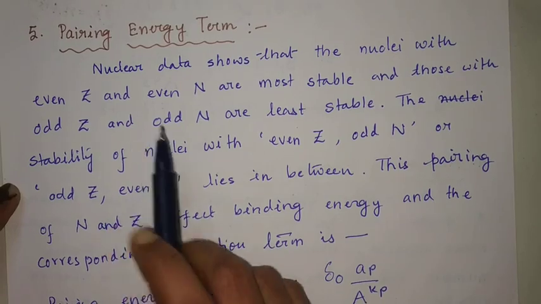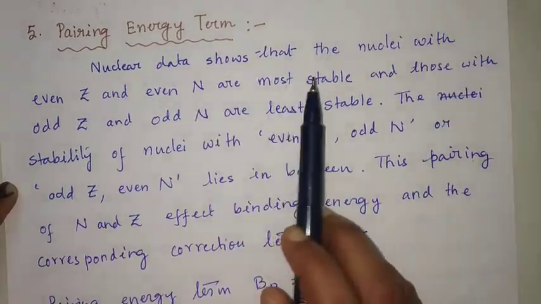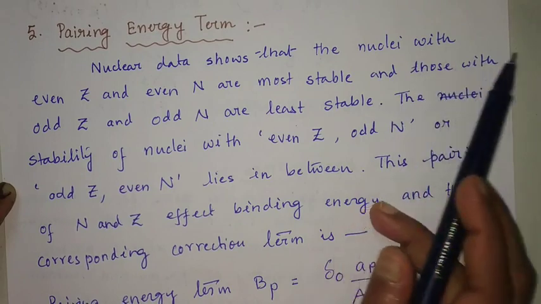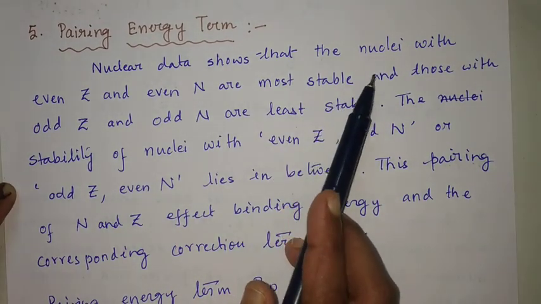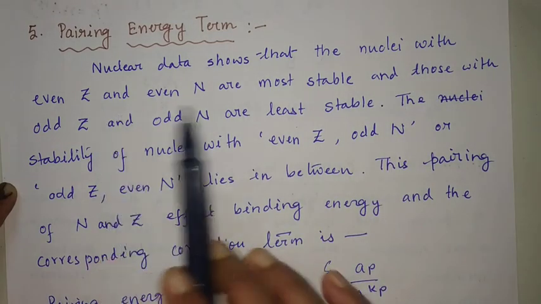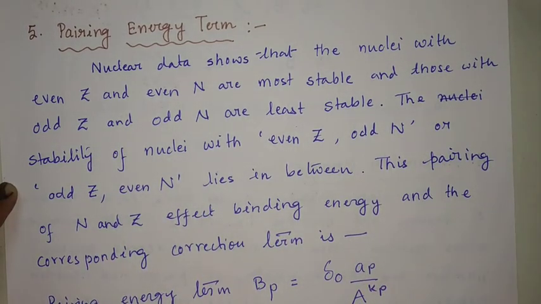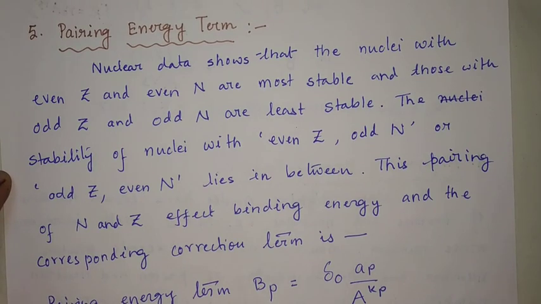The final term is the pairing energy term. Nuclear data shows that the nuclei with even Z and even N are the most stable. Those nuclei which have an even number of protons and an even number of neutrons, like we have already discussed, for example helium, one isotope of lithium, another isotope of carbon, etc. Nitrogen-14, etc. have an equal number of protons and neutrons, and they are the most stable.